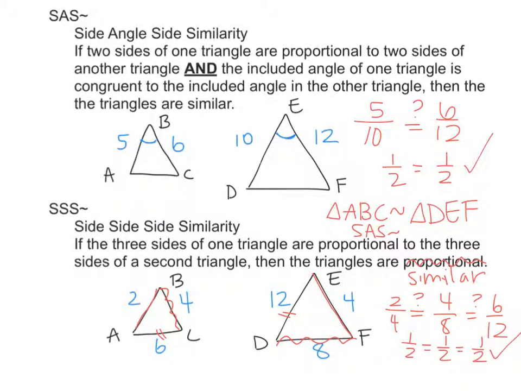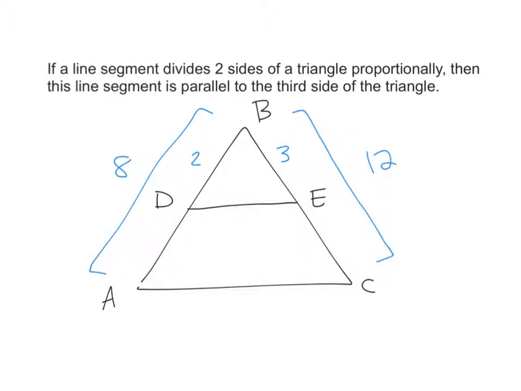So yes, triangle ABC is similar to triangle, well, let's see, I did this ABC, so this one is EFD. Okay, and we would write it by side, side, side similarity.